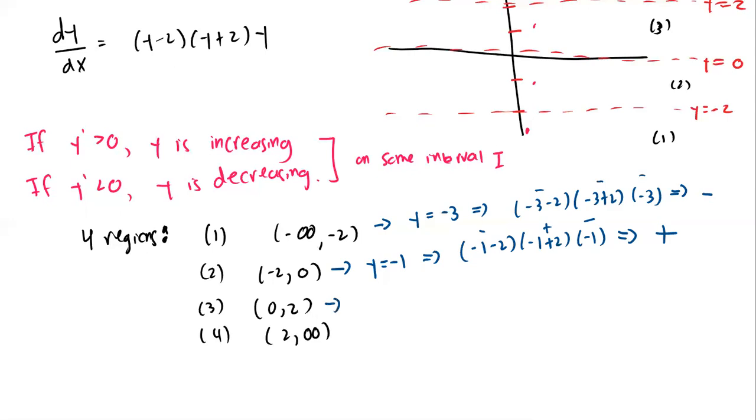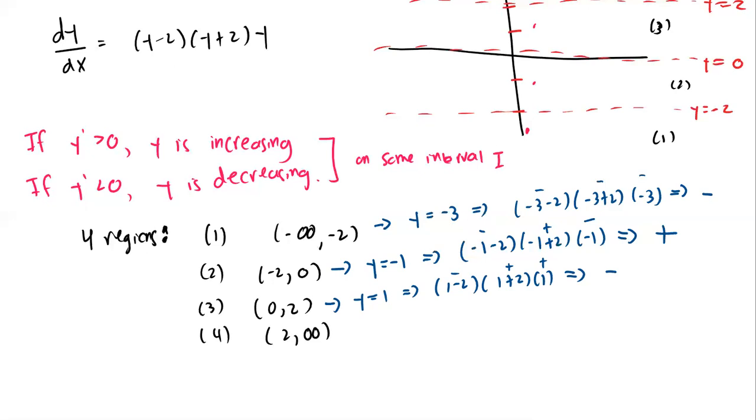Now let's test the value on the interval 0 to 2. We can test the value y equals 1. So what do we get? We have 1 minus 2 times 1 plus 2 times 1. Again, the only thing that matters is the sign. So 1 minus 2 is negative. 1 plus 2 is positive. 1 is positive. So negative times positive is negative times positive is negative. That means that the derivative is negative on the y interval 0 to 2.